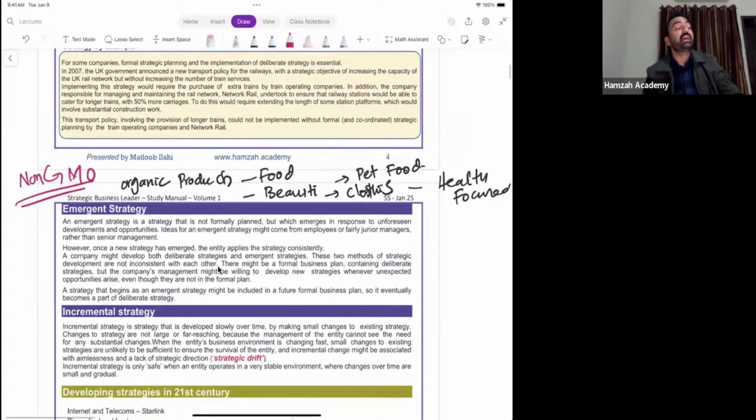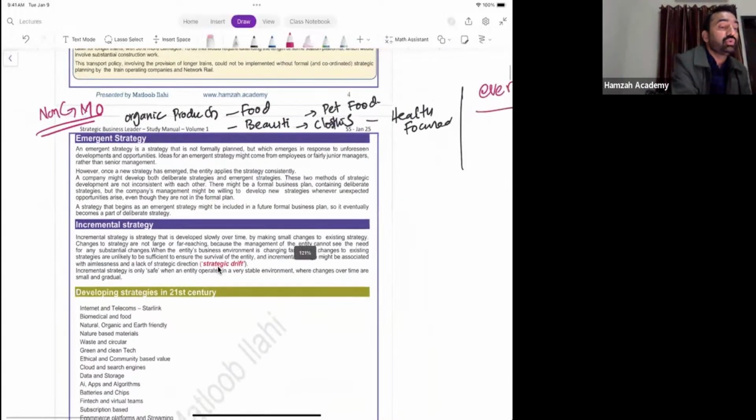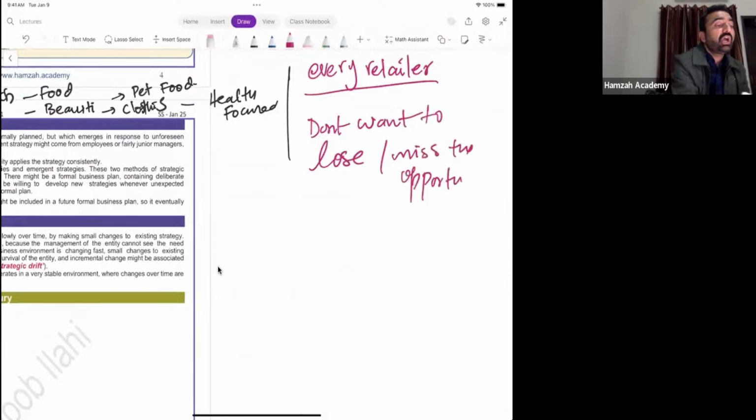So those companies in the different industries are exploring these opportunities and they are finding out they don't want to miss, they don't want to lose. They don't want to lose or miss the opportunity.